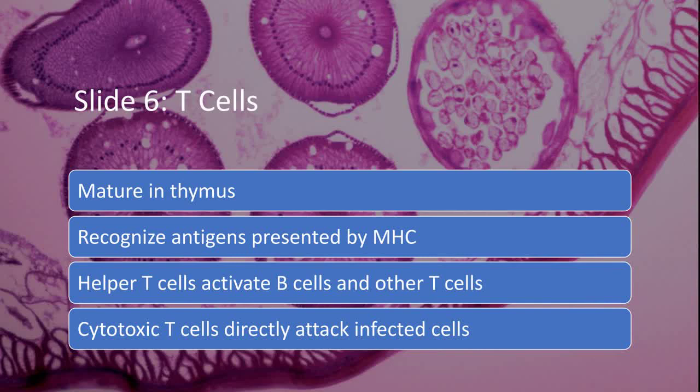Similar to B cells, some T cells can become memory cells, which remember past infections and mount a rapid response to future attacks by the same pathogen. In summary, T cells play a critical role in adaptive immunity by recognizing and responding to pathogens.